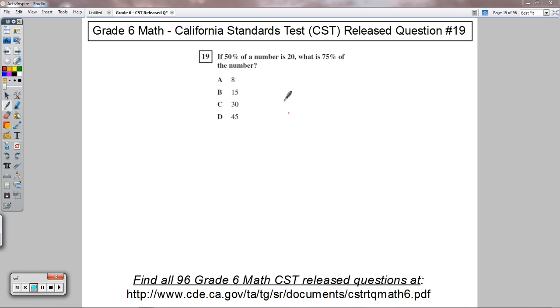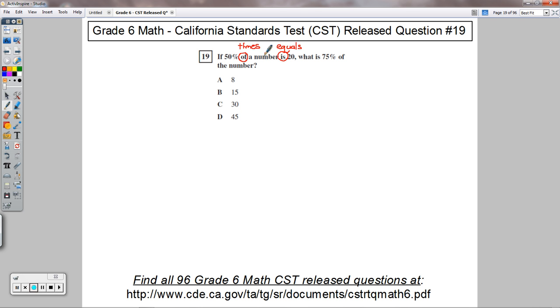Welcome to question 19. It says if 50% of a number is 20, what is 75% of the number? When you see this with percentages, when you see the word "of," I want you to think times. And when you see the word "is," I want you to think equals.